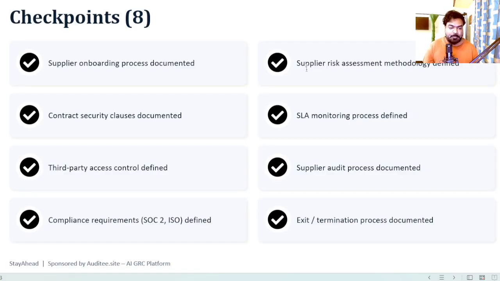Design effectiveness checkpoints. With that evidence in hand, we run it against 8 design checkpoints. Is the supplier onboarding process documented? Is there a defined supplier risk assessment methodology? Are contract security clauses documented? Is there a defined SLA monitoring process? Is third-party access control defined? Is the supplier audit process documented? Are compliance requirements like SOC 2 and ISO defined? And finally, is there a documented exit or termination process? If all 8 of these are answered yes, the control is designed effectively. Now we need to prove it's actually operating that way.